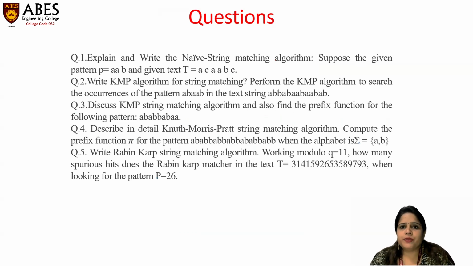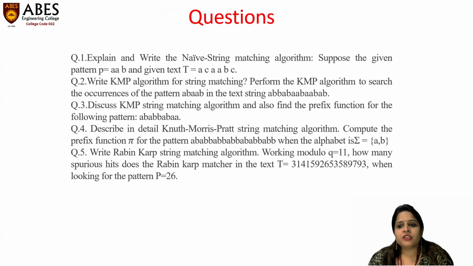Your first question is: explain and write the naive string matching algorithm. Suppose the given pattern P equals AAB and the text string is ACAABC. We already explained the string matching algorithm in detail. So according to that question, first you have to write the string matching algorithm step by step, and after that you take the example already given here, the text string ACAABC, and in this given string you have to find the pattern AAB.